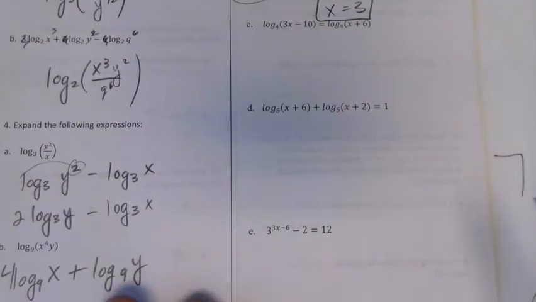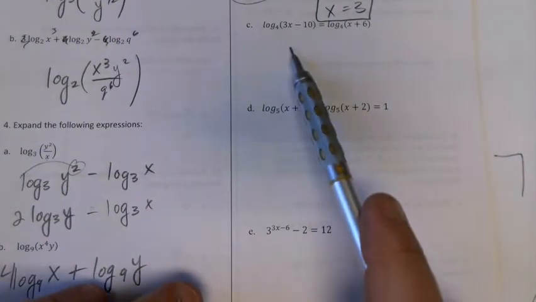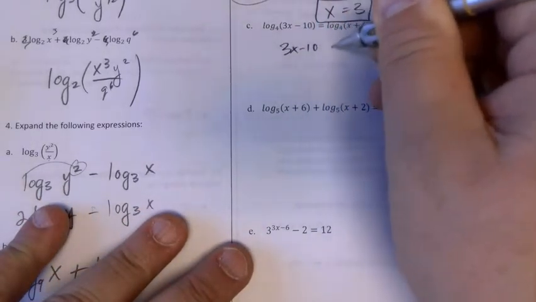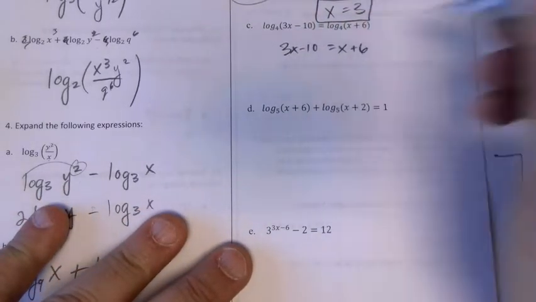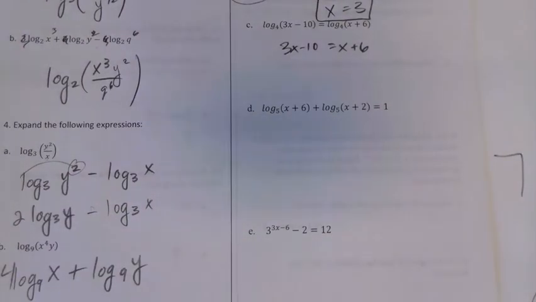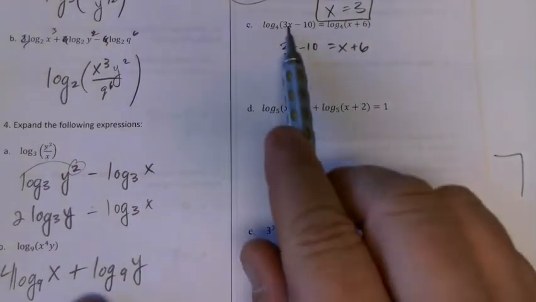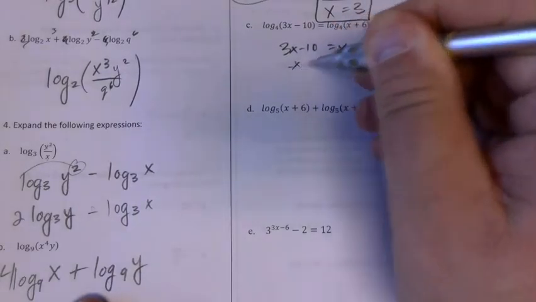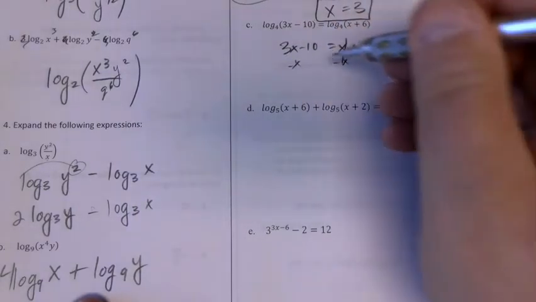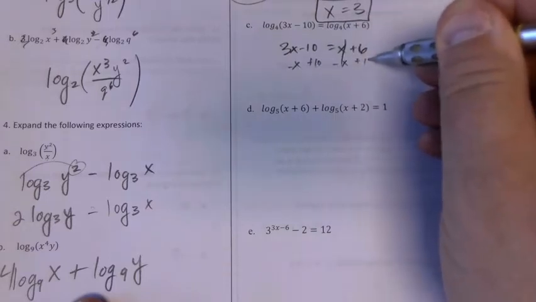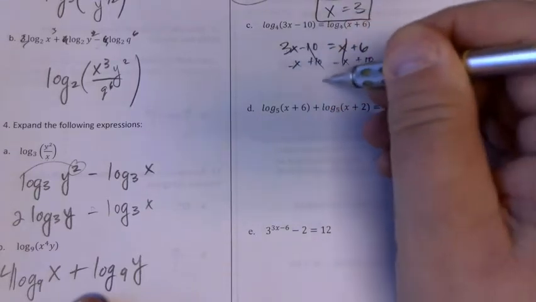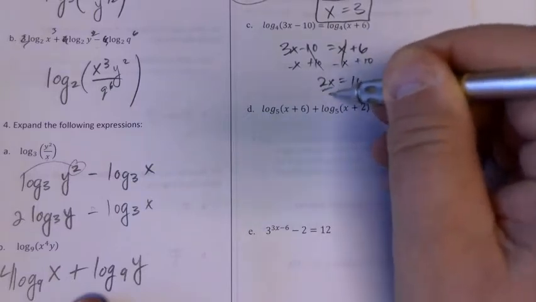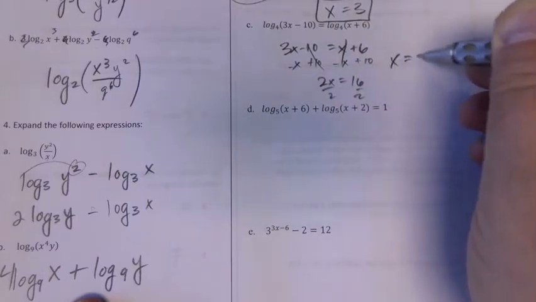Okay, let's look at this. A log equals a log. Well, that's easy. All you have to do when you have a log equals a log is set the insides of the log equal to each other, right? So then I'm going to subtract x from each side. That will wipe that out. I'll add 10, add 10. 3x minus x is 2x, equals 6 plus 10 is 16. Divide by 2, and I get x equals 8.